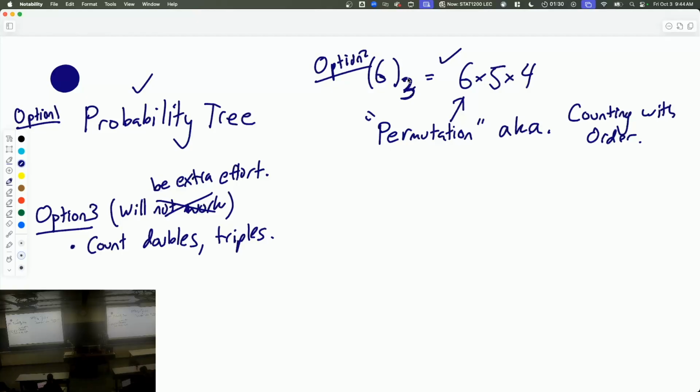Okay. So let's do one of these 2 ways. I guess I will let you do a hand vote. Which option should we see first? Who would like to see option 1, the probability tree? Only a few people, maybe a little handful. Option 2, the falling factorial. Most people want to see that one, so let's do it that way.